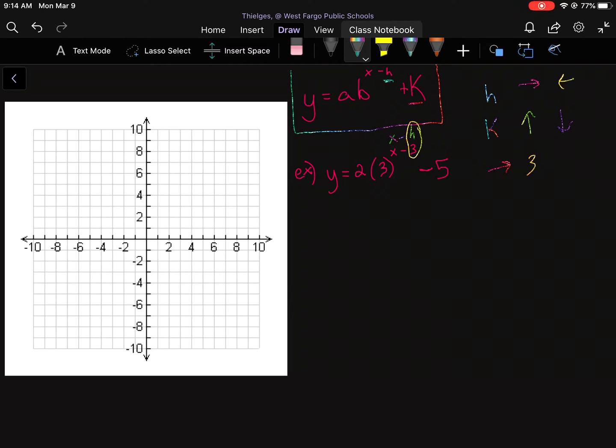And then this bigger number that's not in the exponent spot, that kind of gets dropped down, is your k value, and since it's a minus 5, I'm going to go down 5. So over on my graph paper, I'm going to go to the right 3 and down 5, and this here is my new origin. It's not going to be my vertex. It's not going to be a point of my exponential function. It's literally just the spot that I'm going to count to the left and to the right and up and down from when I get my ordered pairs.